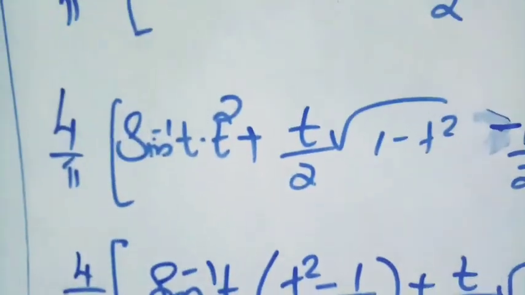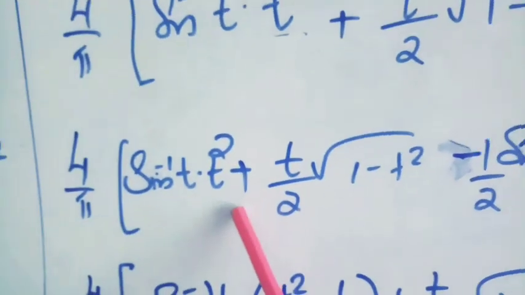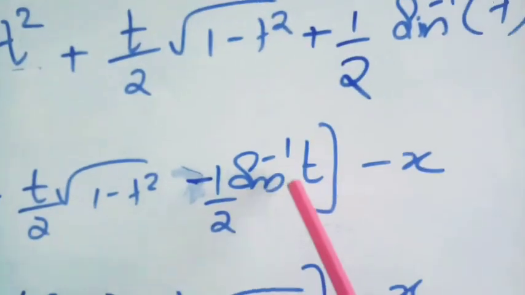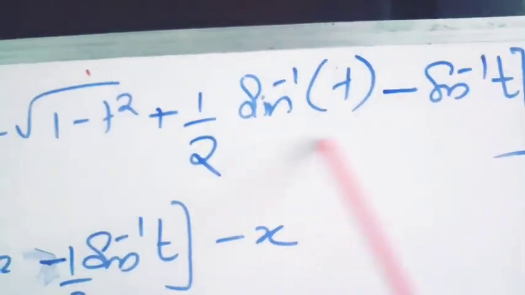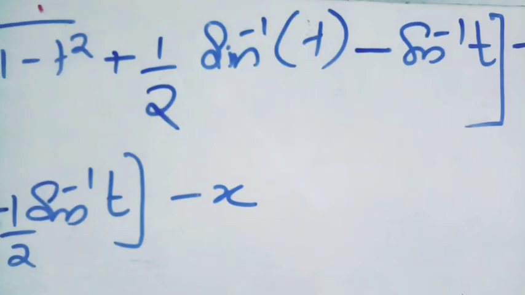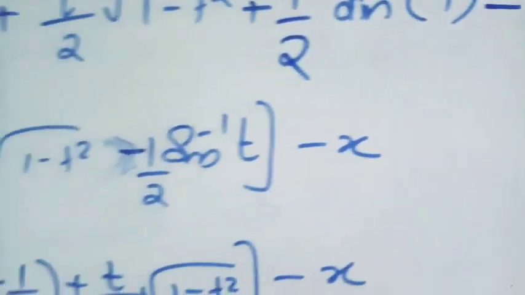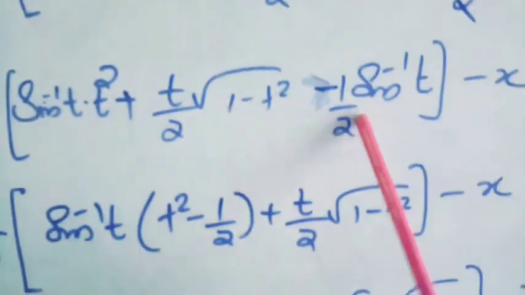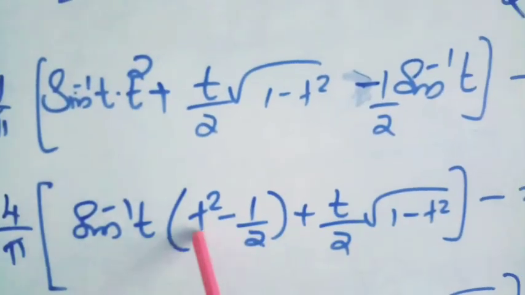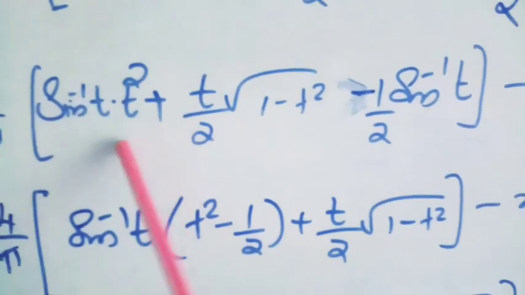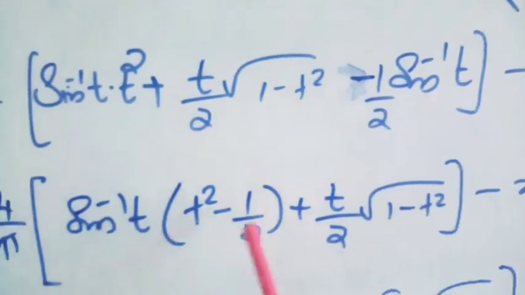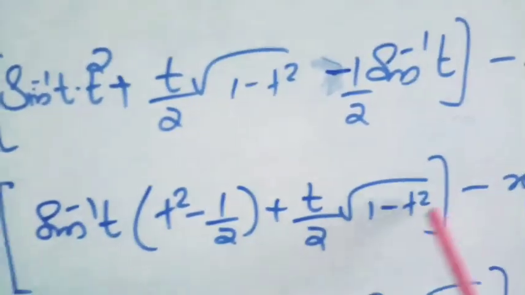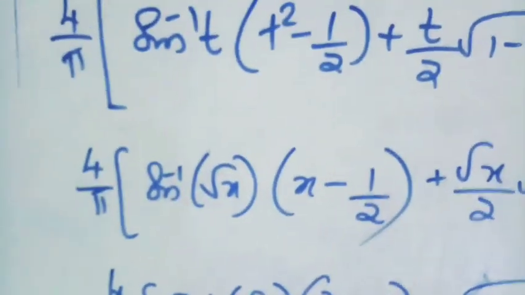Simplify: 4 by pi into sine inverse t into t square, plus t by 2 into root of 1 minus t square, minus, simplifying these two things, half sine inverse t and minus sine inverse t. So that is minus half sine inverse t minus x. The first and last term you can combine together, that is sine inverse t into t square as the coefficient here and minus 1 by 2 as a coefficient here. So t square minus half plus t by 2 into root of 1 minus t square minus x.